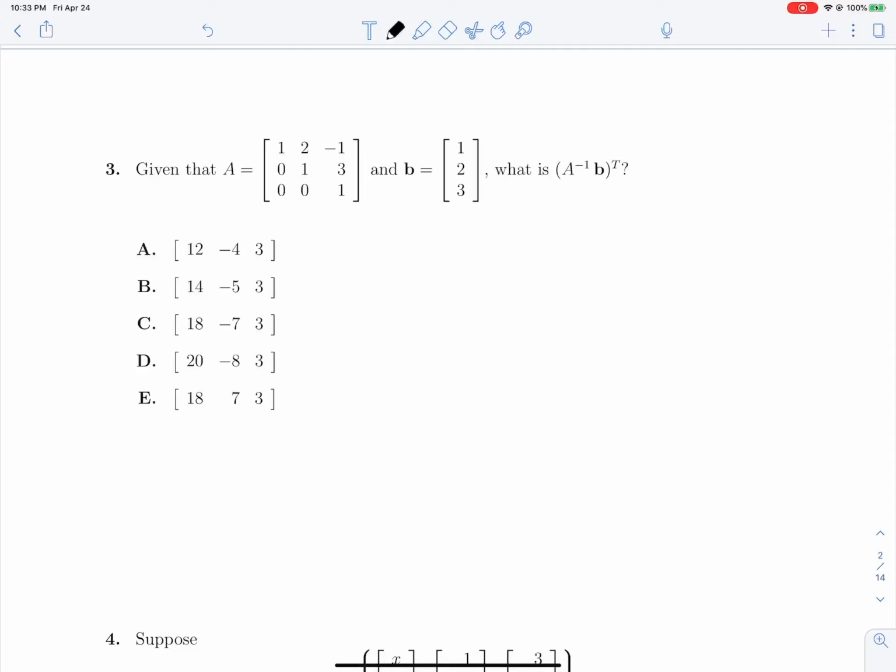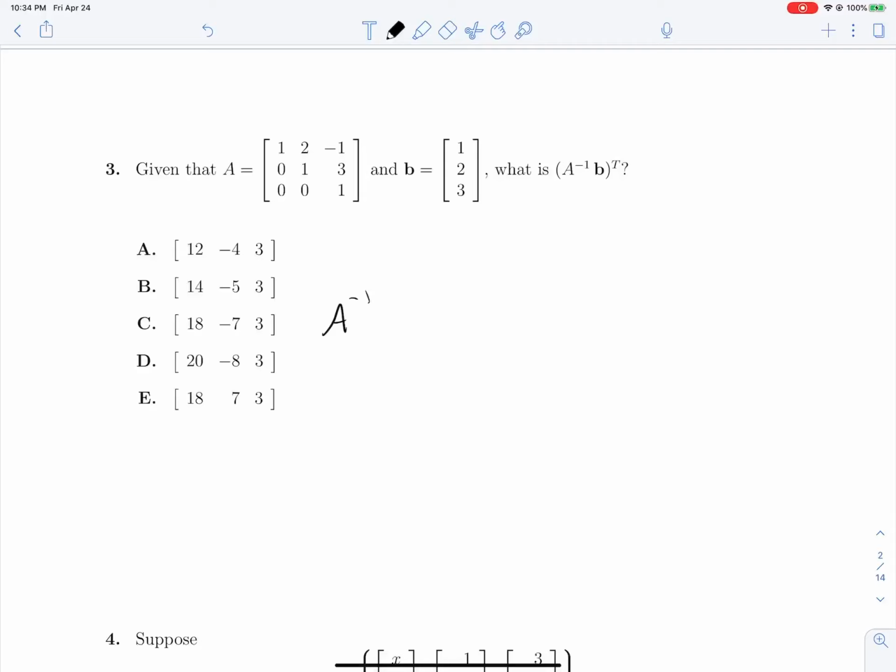3, given that A is equal to that matrix there and B is there, what is A inverse times B, all of that transposed? So we'll need to find the inverse of A to start off with. Since this 1 is in a column by itself, we can rewrite the determinant of A, which we'll need to find the inverse of A, as, let's see, 1 multiplied by the determinant that we get by crossing out the row and the column that 1 is in. So we're left with 1, 0, 3, 1. This just evaluates to 1.